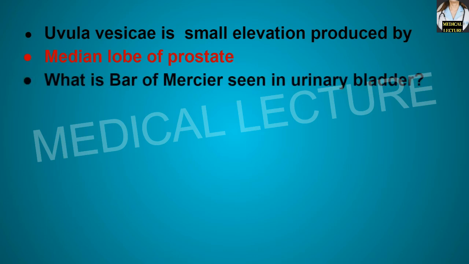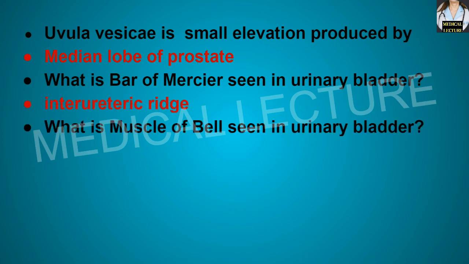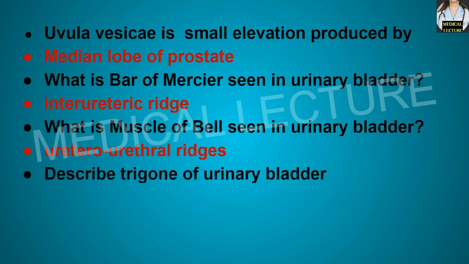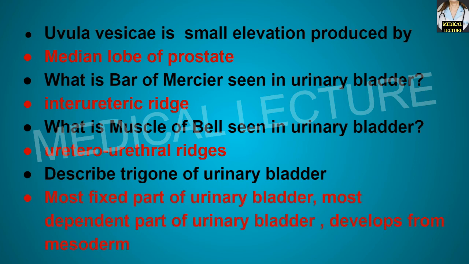What is the bar of Mercier seen in the urinary bladder? It is the interureteric ridge. What is the muscle of Bell seen in the urinary bladder? It is the urethral ridge. Describe the trigone of the urinary bladder. It is the most fixed part of the urinary bladder and also the most dependent part of the urinary bladder. And the trigone of the bladder develops from the mesoderm.